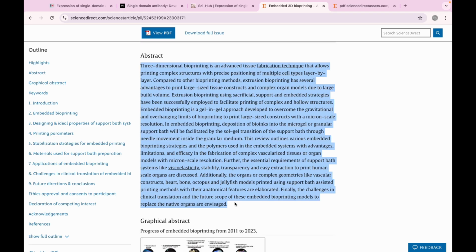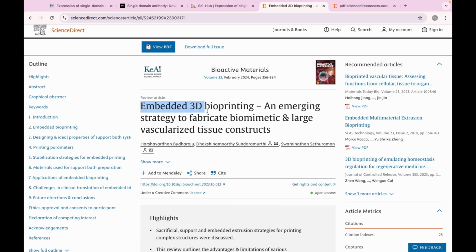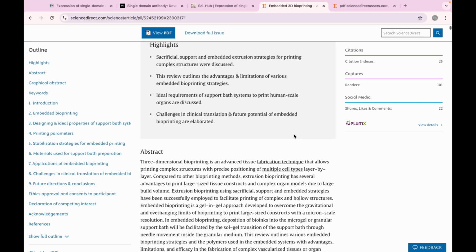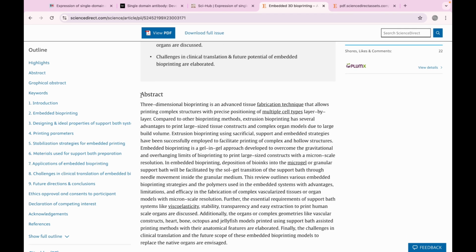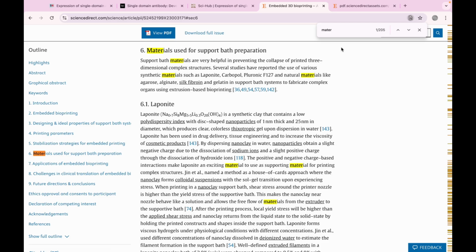So you read the abstract. You see the title, embedded 3D printing. Embedded means the first word they've used is embedded, so they're embedding something in something. Okay, 3D bioprinting, an emerging strategy to fabricate biomimetic and large vascularized tissue constructs. So they are making tissue constructs. Now we'll read the whole abstract to understand an overview of what they're doing, and then we will go straight to the material and methods.